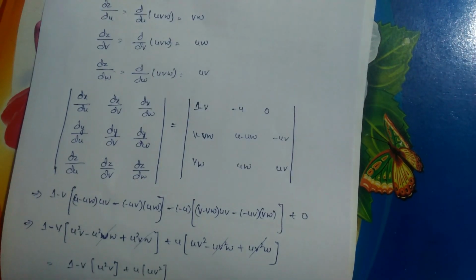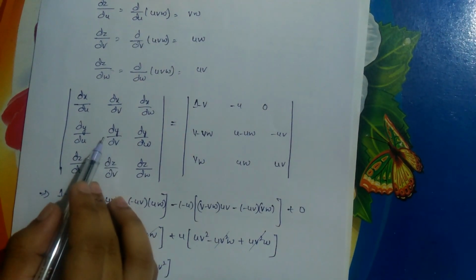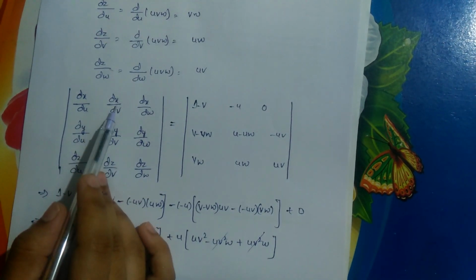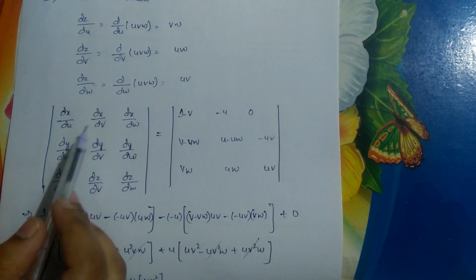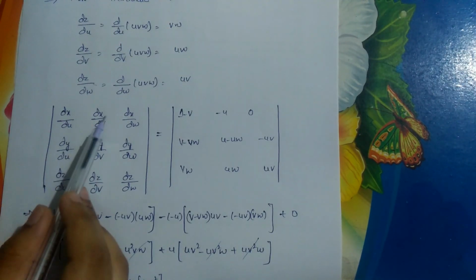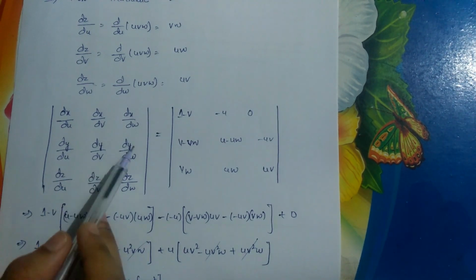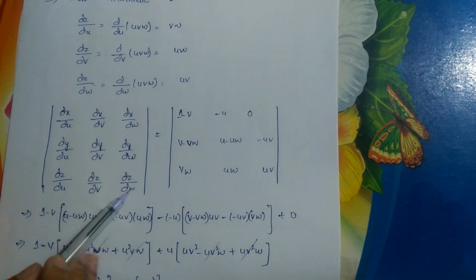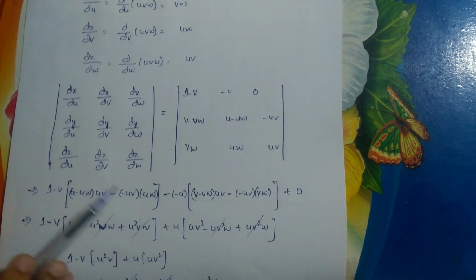So here the differentiation part is completed. It comes to finding the determinant, and the formula to find ∂(x,y,z)/∂(u,v,w) equals the determinant of ∂x/∂u, ∂x/∂v, ∂x/∂w, ∂y/∂u, ∂y/∂v, ∂y/∂w, and ∂z/∂u, ∂z/∂v, ∂z/∂w. So the determinant of all these elements gives the final result.